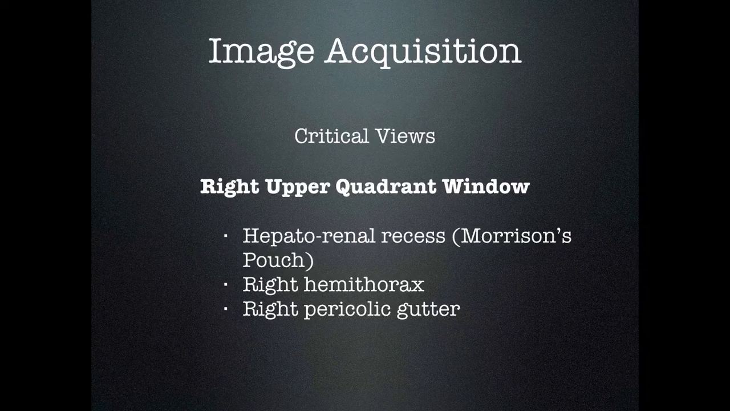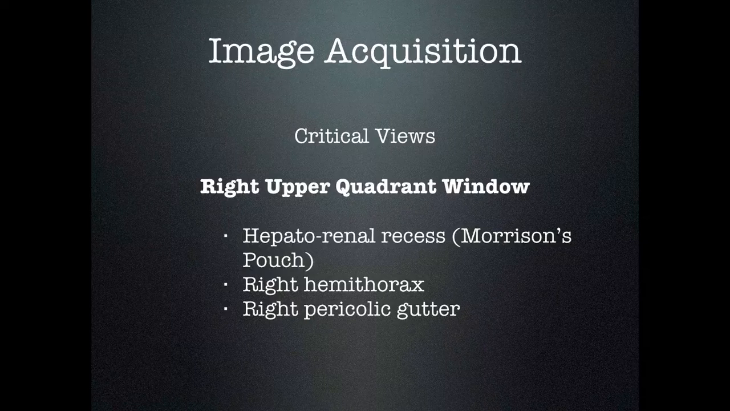So the FAST exam is a protocol ultrasound exam. That means it has specific views that must be obtained and specific organs that must be imaged in those views. The first view is the right upper quadrant window. In this view, we're going to image the hepatorenal recess. This is also called Morrison's pouch. This is the most likely place for blood to collect in the supine patient.